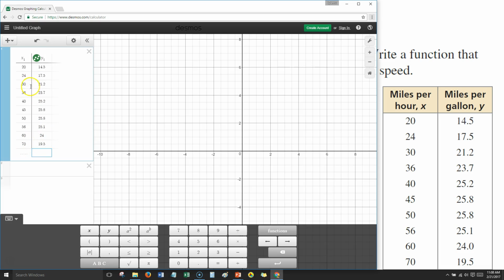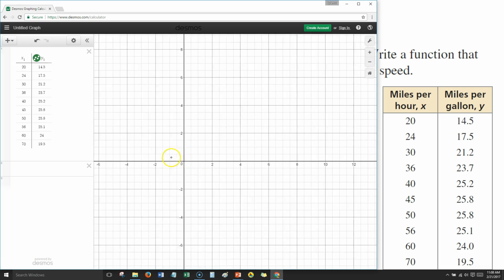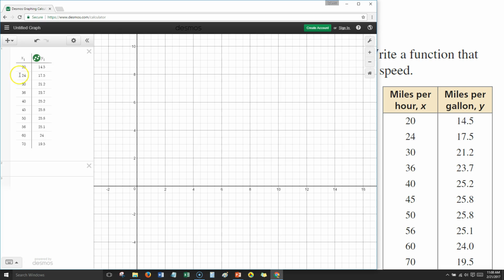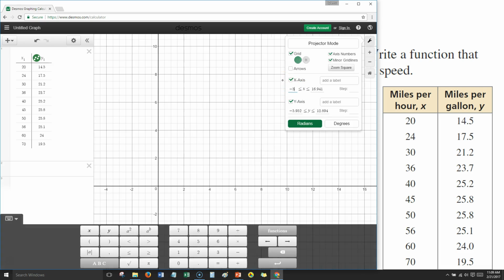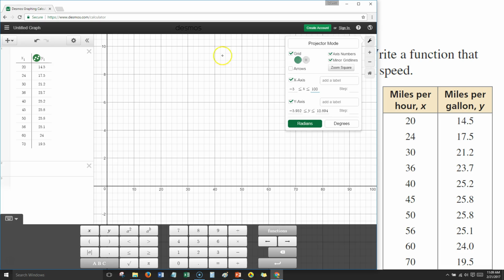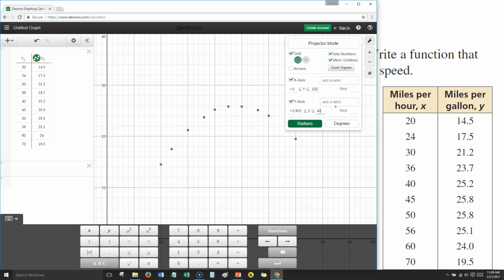Now you might think to yourself, hey, what's all this graph paper for over here if it's not showing me these points on a scatter plot? Well, it is. It's just that we can't see it right now because we need to change our scale. Our x goes from like 20 to 70, and our y is 15 to 25-ish. So I'm going to hit the little wrench. I'm going to change my x-axis to go from -5 to 100 maybe. And then our y-axis needs to go up to at least 25-ish. So let's go up to 40.